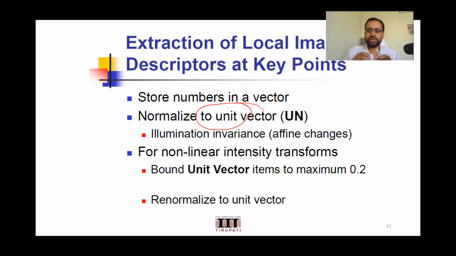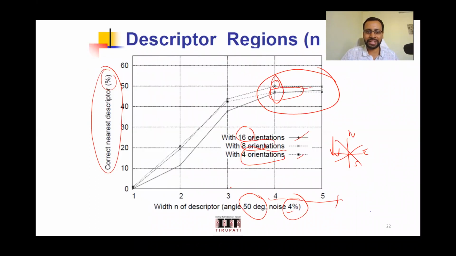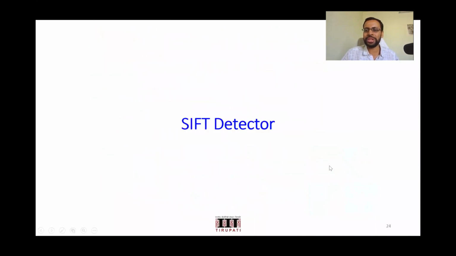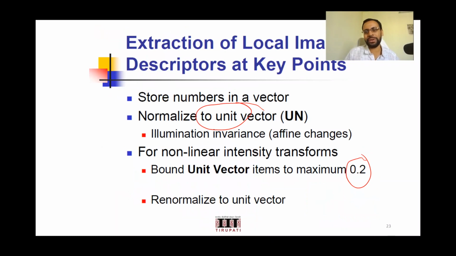So what he does then is, for this 128 size vector, he puts a threshold of 0.2 to be the maximum value. Any vector value, which is coming as this value here, that is more than 0.2, he clips it to 0.2. Again, when you are clipping it, the magnitude is no more a unit vector.